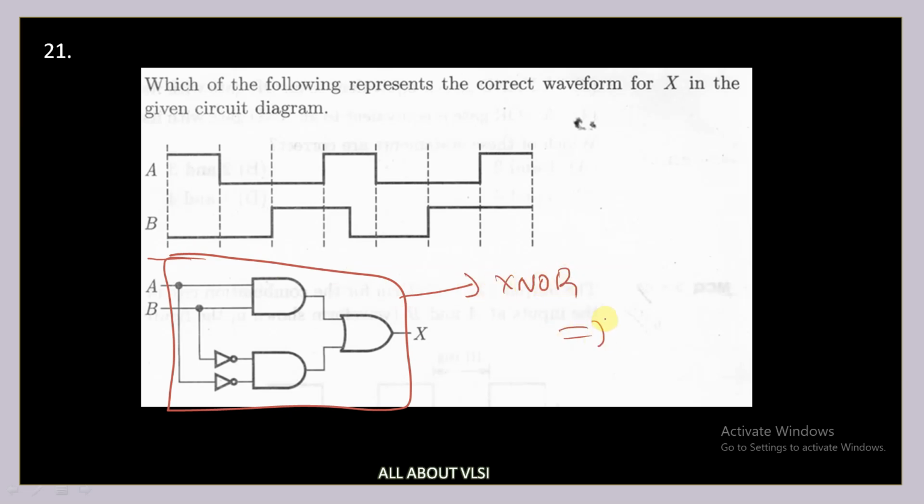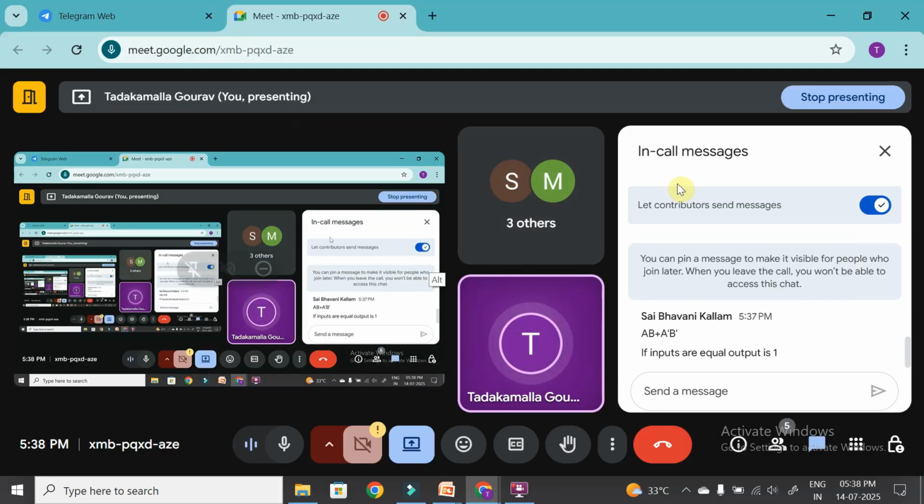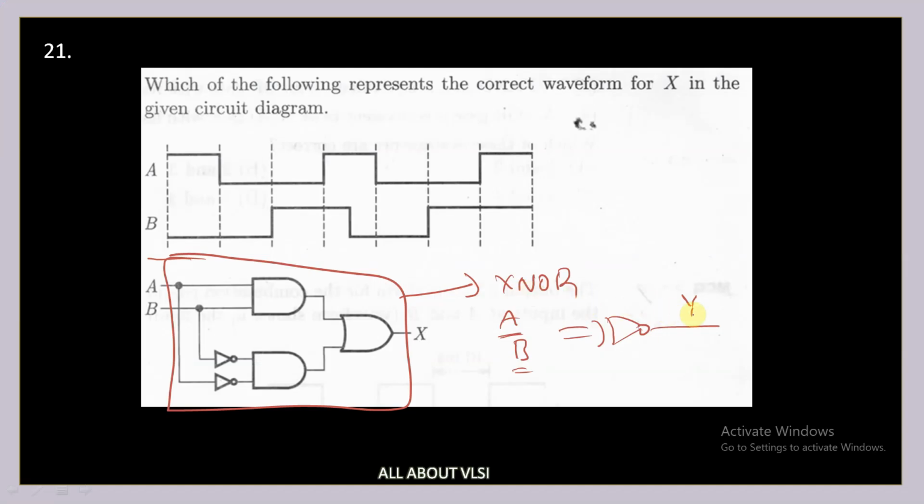So this is nothing but your XNOR gate. And if you are giving A and B and your output Y, and if your A and B are equal, then what is your output? For your XNOR gate, if you are giving two equal inputs, then what is the output? Exactly. If inputs are equal, output is 1. And if inputs are not equal, then your output is equal to 0. So simply apply that particular law.